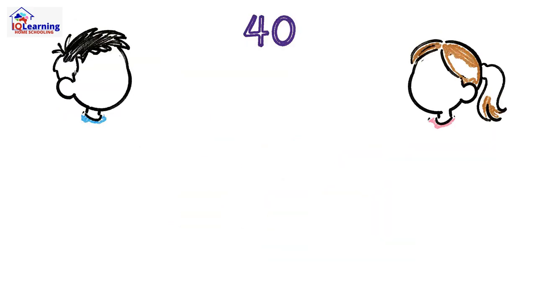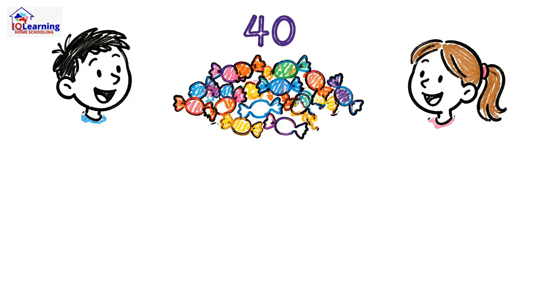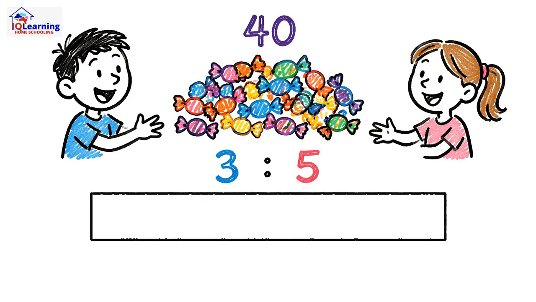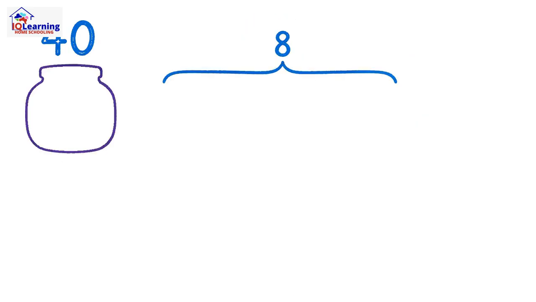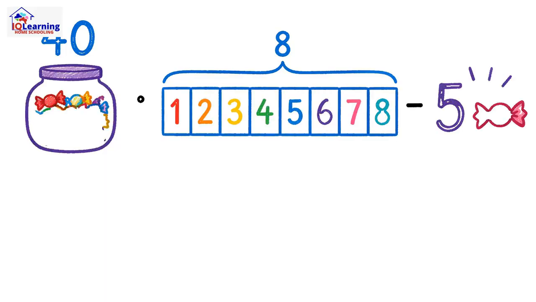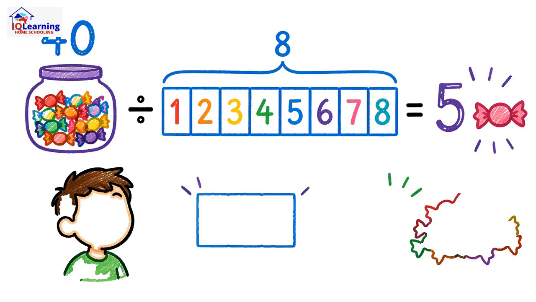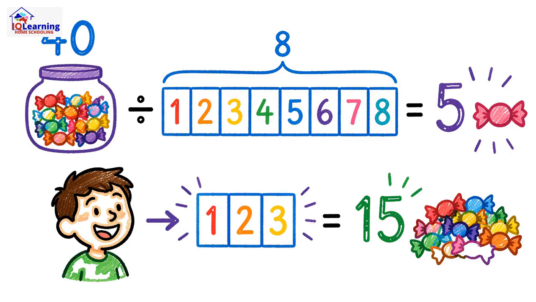This total parts idea is also your key for solving sharing problems. Imagine 40 sweets are shared in a 3 to 5 ratio. That's 8 total parts. So what's one single part worth? 40 divided by 8 is 5. The person with 3 parts gets 3 times 5, 15 sweets.